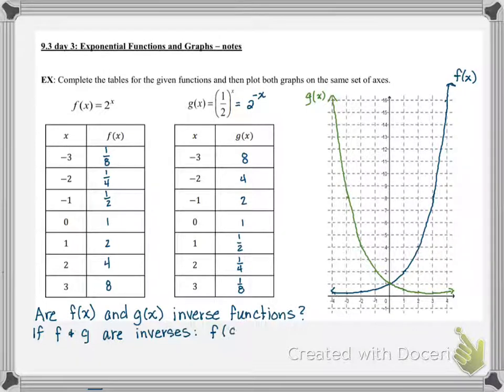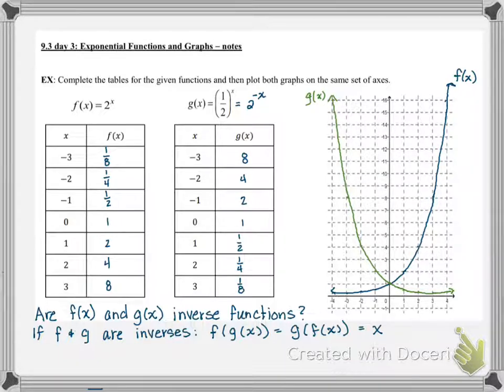f of g of x equals g of f of x, and they both equal x. Because if you take an input, you put it into a function, you get that output. Taking that and putting it into the inverse should always give you back the original input, right? The inputs of a function are the outputs of its inverse and vice versa. So that means that if we compose these two functions, if they're inverses, I should get x, yeah?